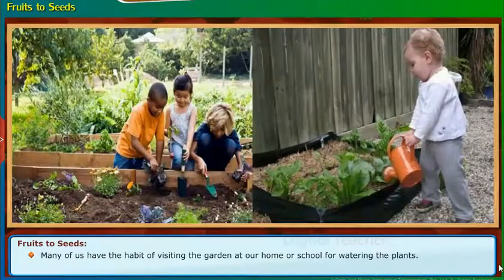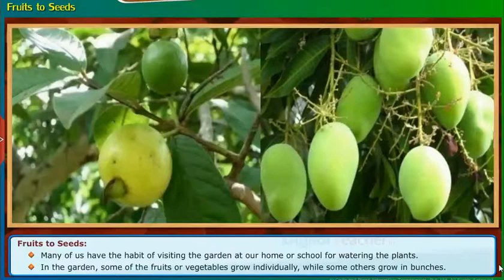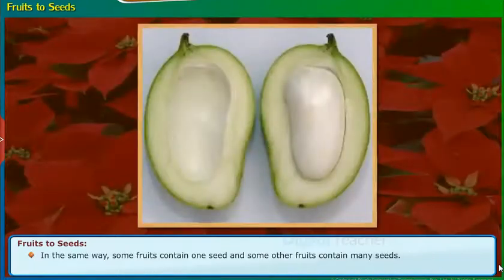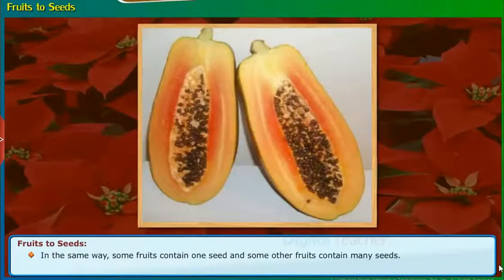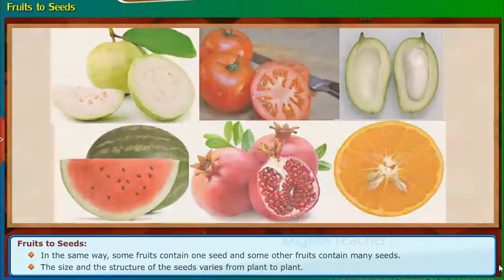Many of us have the habit of visiting the garden at our home or school for watering the plants. In the garden, some of the fruits or vegetables grow individually, while some others grow in bunches. In the same way, some fruits contain one seed and some other fruits contain many seeds. The size and the structure of seeds varies from plant to plant.